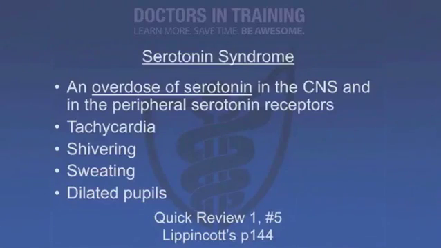Well, this is interesting because we call this a syndrome, but it's really just an overdose phenomenon. This isn't something where some people have different reactions to serotonin than others. It's actually that you're getting too much serotonin. So some people will refer to this as serotonin toxicity or serotonin poisoning. But you're still going to see this on tests and probably in school as serotonin syndrome. So it's an overdose of serotonin in the CNS, but also in the peripheral serotonin receptors.